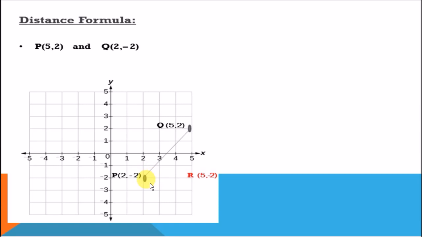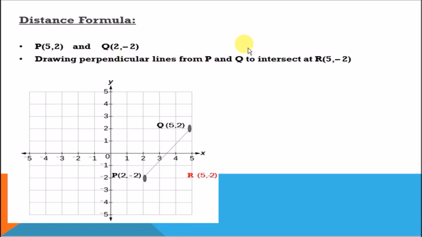Here we have got a line PQ now. So we need to now find the distance of this line PQ, the length of line PQ. So for that, let us draw perpendicular lines from P and Q like this and intersect it at R.